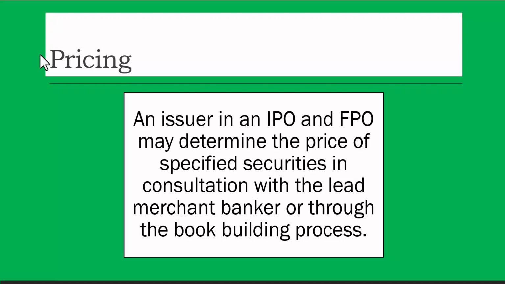Pricing. So this is very important. Just read. Please focus here because the main question in your exam will come from this part. An issuer in an IPO can freely determine the price of specified securities offered, in consultation with the merchant banker, after the book building. So it's the main job of the merchant banker to advise the company at what price it should go ahead with the IPO. What should be the price band?